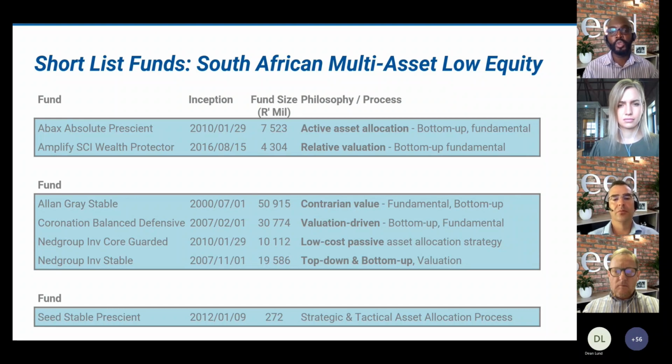And Amplify, which is that Truffle Asset Management, like I said, uses a relative valuation. So looking at the different asset classes and using relative valuation and looking at which of those asset classes are most attractive at any point in time, and actively moving across those different asset classes. And as you can see within those large fund managers, then Alan Gray, quite differentiated in the way that they look, they're a lot more contrarian to what the market is looking at. So a contrarian value approach, Coronation valuation driven.